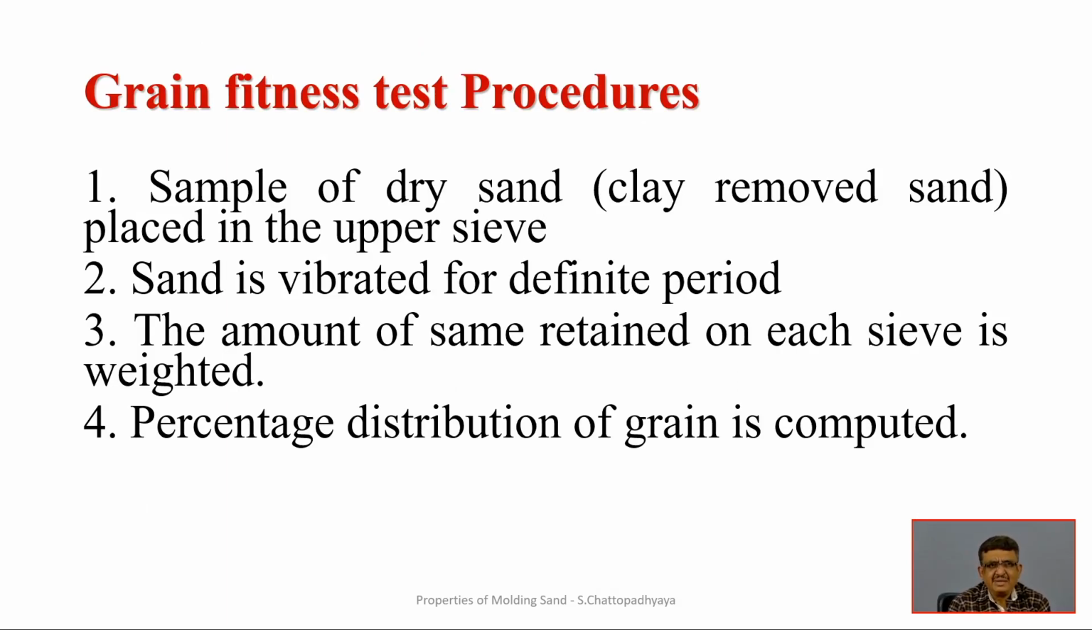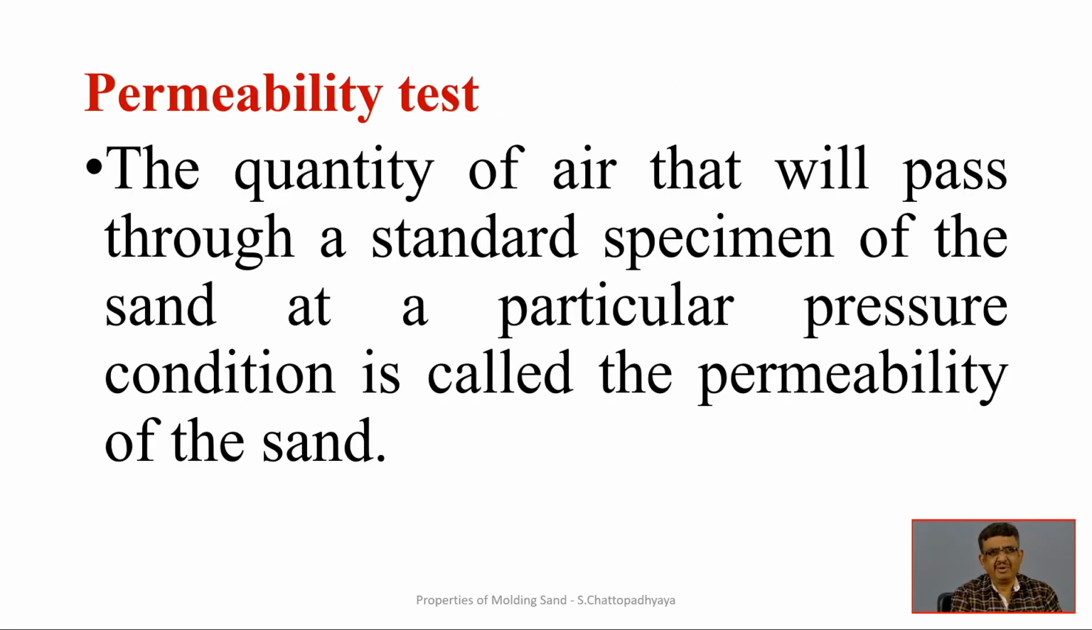A sample of dry sand is placed in the upper sieve, and then the sand is vibrated for a definite period. The amount of sand retained on each sieve is weighed, and the percentage distribution of grain is calculated. So, how it is distributed, we can calculate with a simple, straightforward process.